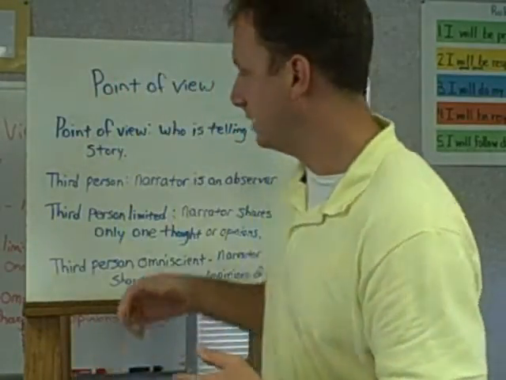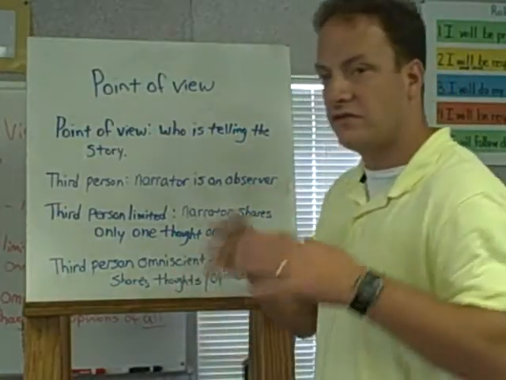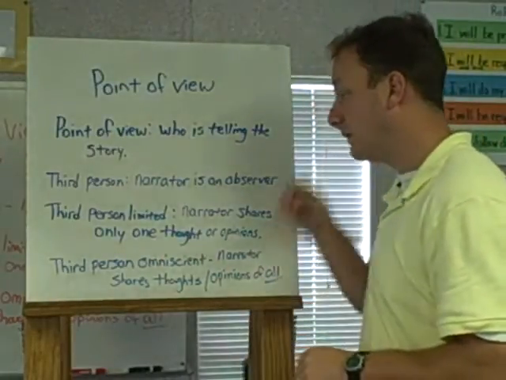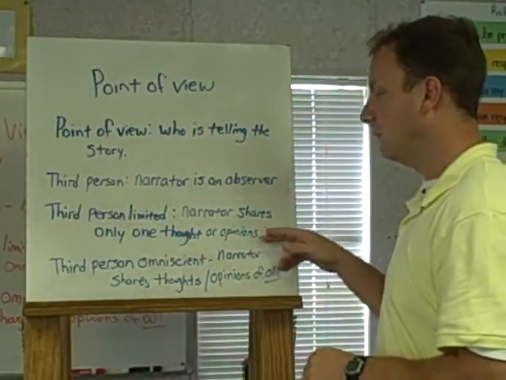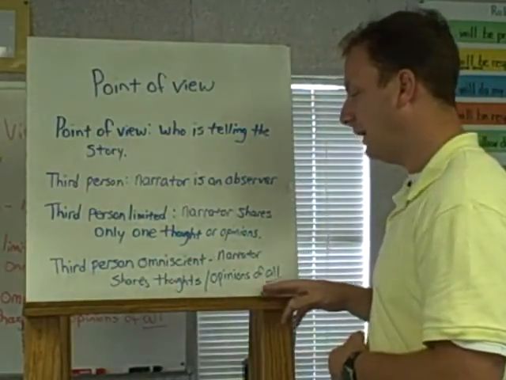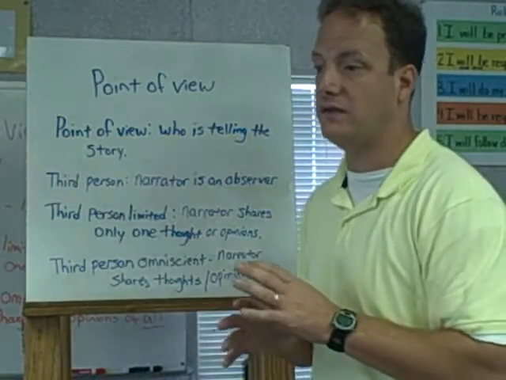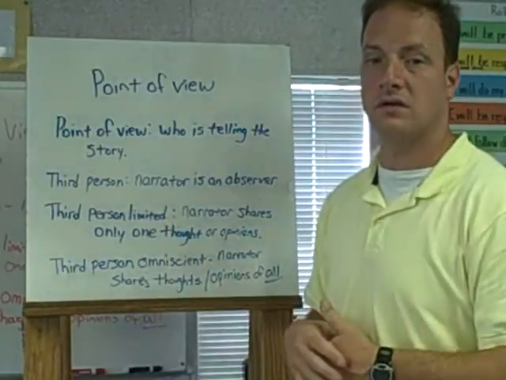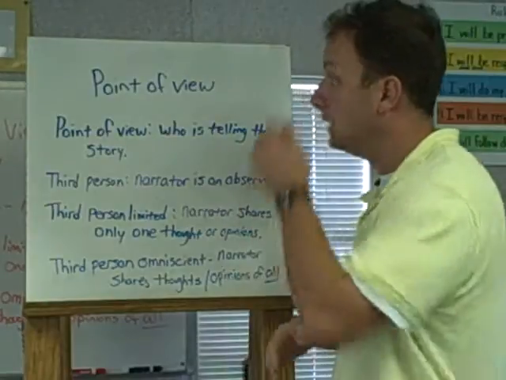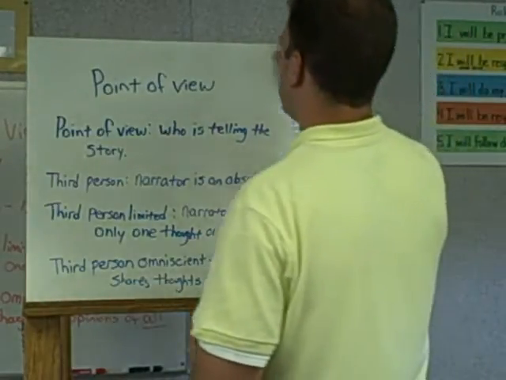Okay? So again, this is third person, means the narrator is the observer. They're just standing back watching everything take place. Third person limited means that the narrator only shares one thought or opinion. Third person omniscient means that the narrator shares the thoughts and opinions of all. Okay, tells what everybody is thinking, what their thoughts are on certain items or certain things, and also includes themselves in that. And we'll be learning a little bit more about that hopefully as the year goes along.